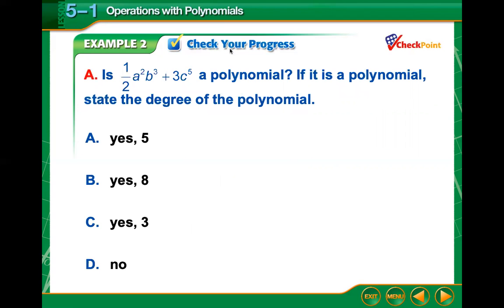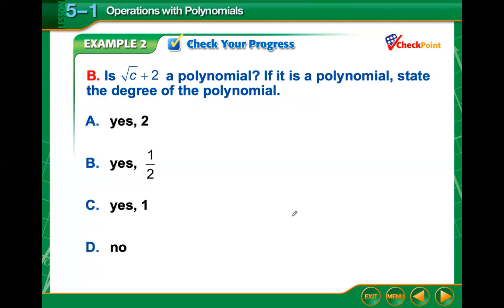All right, so go ahead and try this first one. Is 1/2 a squared b cubed plus 3c to the 5th a polynomial? And if so, what is the degree? Pause it to try it, and then unpause when you're ready to move on. So the answer is yes, it is a polynomial, and my highest degree is actually 5. It doesn't matter which one we refer to. We have both 2 plus 3 equals 5, and then this 5. So when they're the same, it's just what it is.